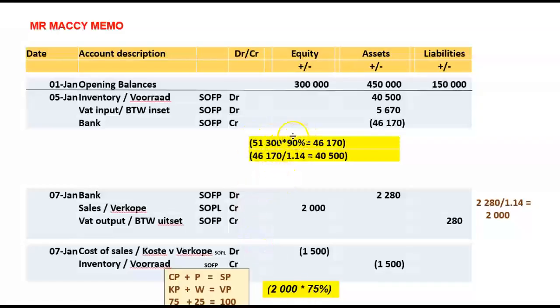So 51,300 times 90% gives us 46,170. If we then remove the VAT, the VAT exclusive cost price of the goods was 46,170 divided by 1.14 equals 40,500. So inventory, statement of financial position debit under assets, would have increased with 40,500. VAT input would have been debited against assets, 5670, 14% of 40,500, and bank, because I paid cash for it, statement of financial position credit with the total amount of the invoice, 46,170.